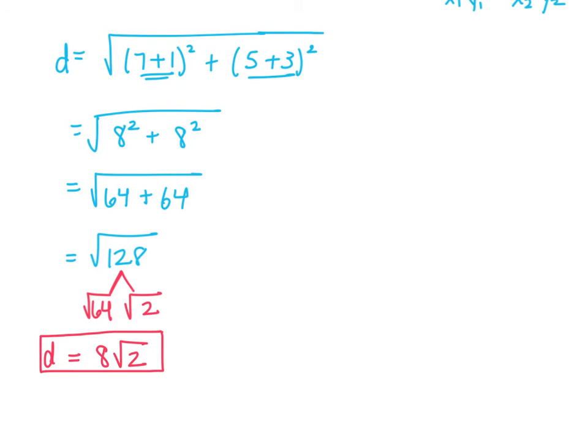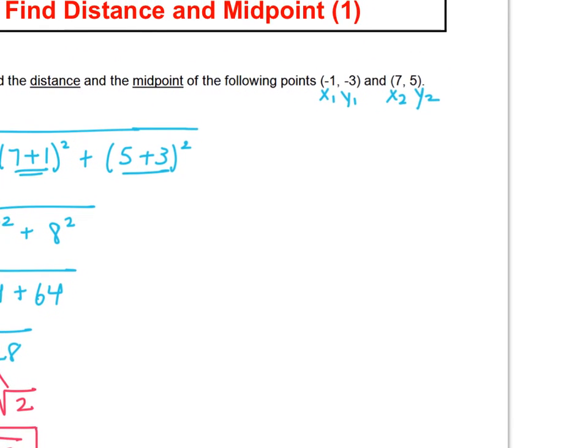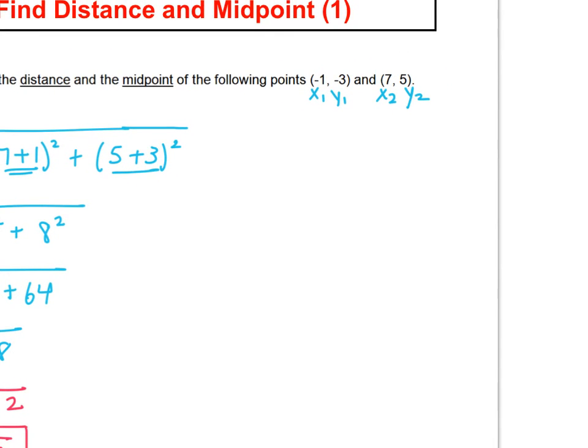Now let's take a look at midpoint. So midpoint, our formula says, go ahead and add the x's. So x1 plus x2, negative 1 plus 7 over 2. Then we add our y's. Let's see, negative 3 plus 5 over 2.